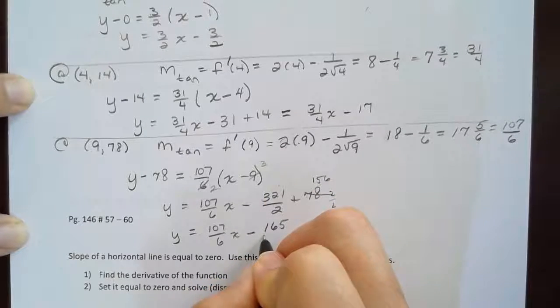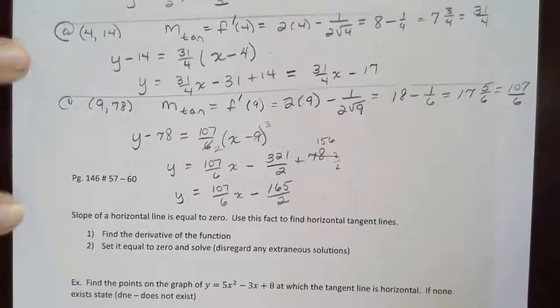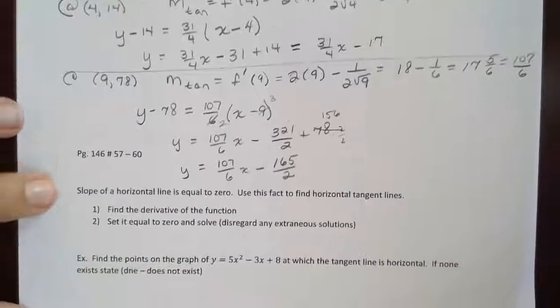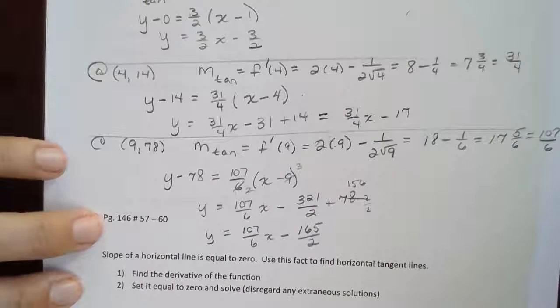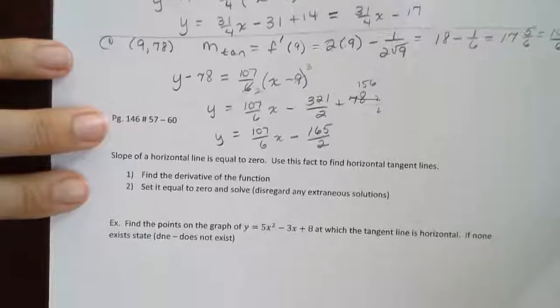165 over 2. Okay. Slopes, problems like these, by the way, can be found on page 146, numbers 57 through 60.